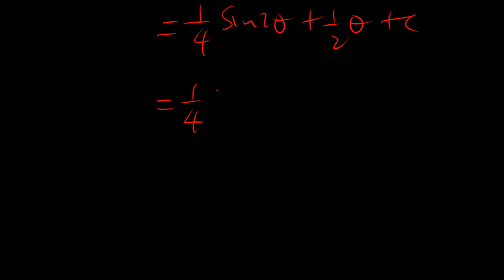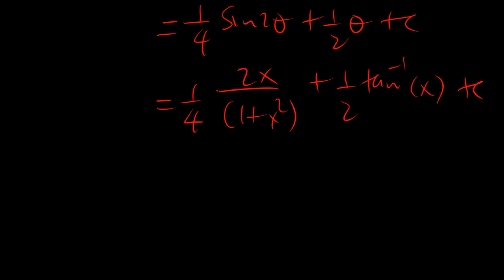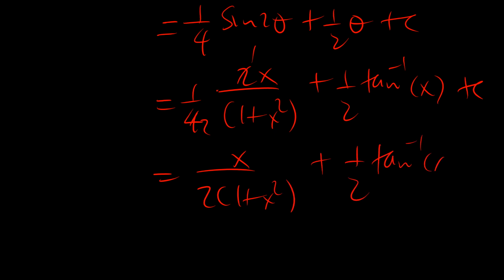So since our integral is a quarter sine 2 theta plus a half theta plus c, the same as 1 over 4 times 2x over 1 plus x squared plus a half arctangent of x plus c, which is just x over 2(1 plus x squared) plus a half arctangent of x plus c.